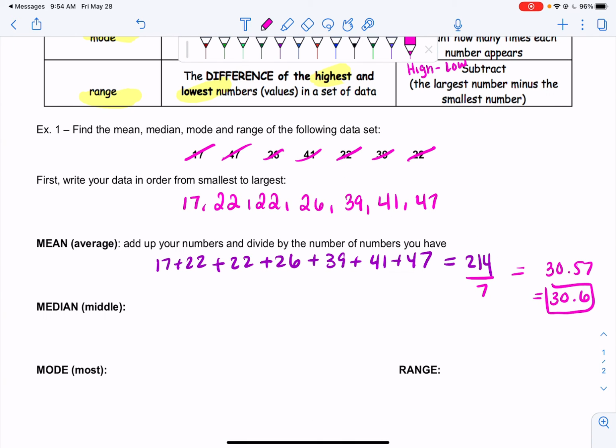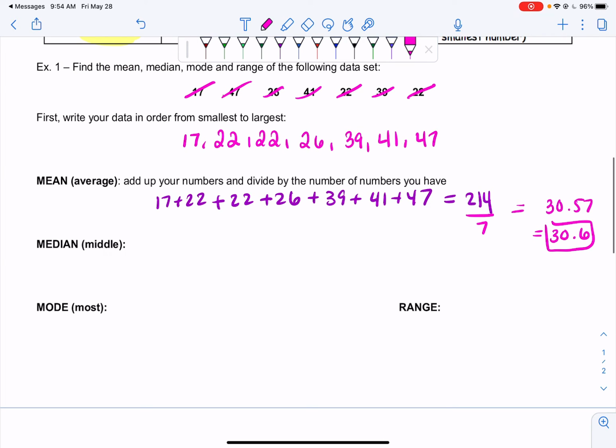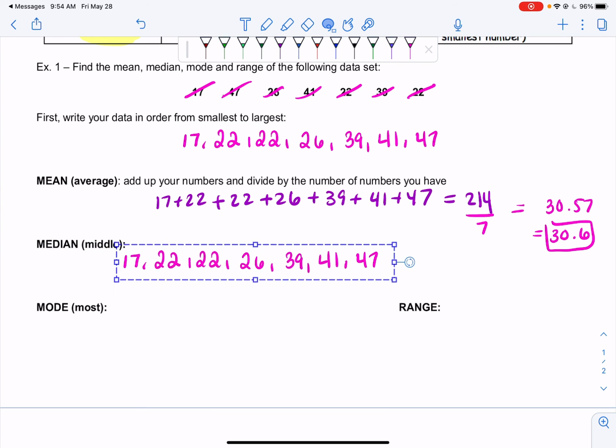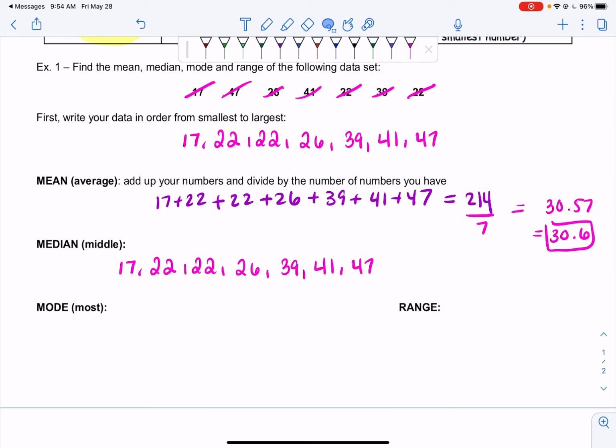Your median is the number that occurs in the middle. So I'm going to copy and paste my data. How I do it is I just cross out. I cross out one here, one here, one here, one here, and I keep crossing out. What number am I left with? 26. 26 is my median. That is the data point right in the middle of my set of data.